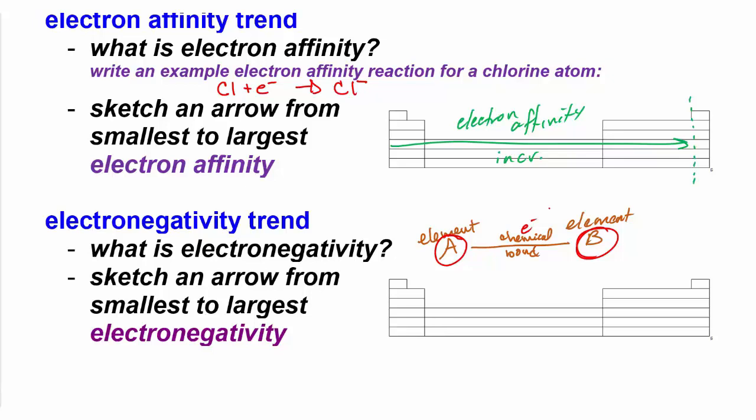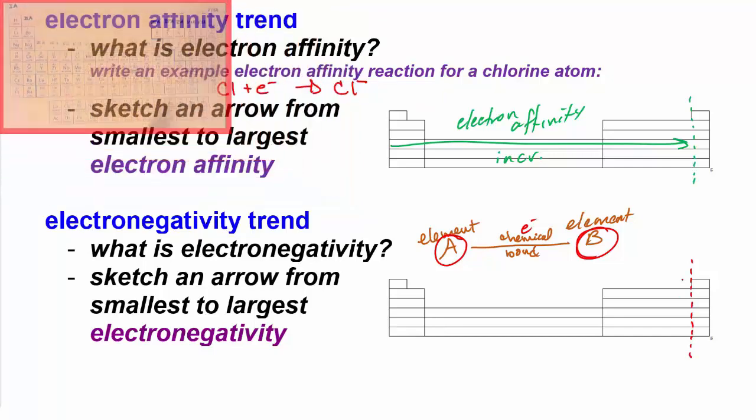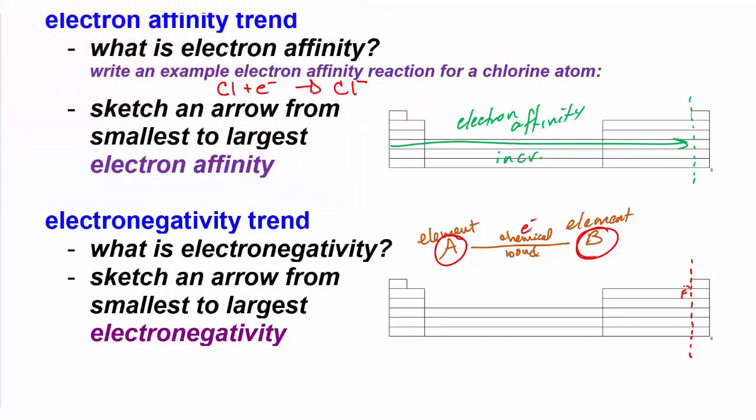So sketch an arrow from the smallest to largest electronegativity. Fluorine, so again, this is going to stop at the noble gases here. Fluorine is the most electronegative element on the planet. Number 1. We'll draw a diagonal arrow to fluorine, increasing electronegativity.